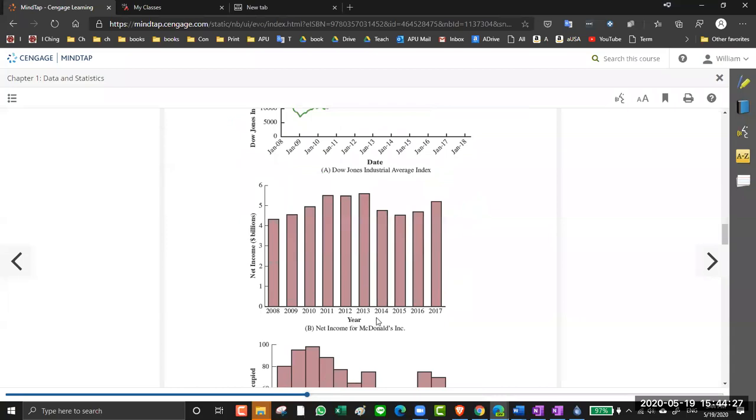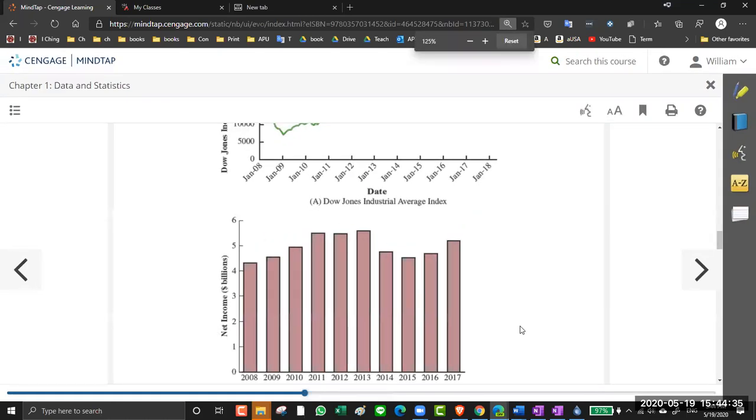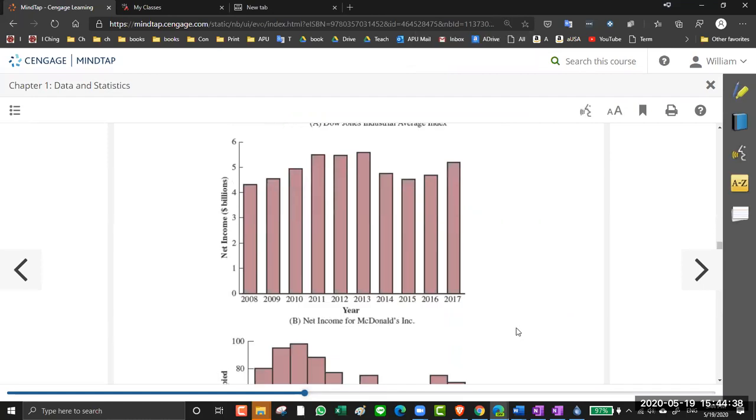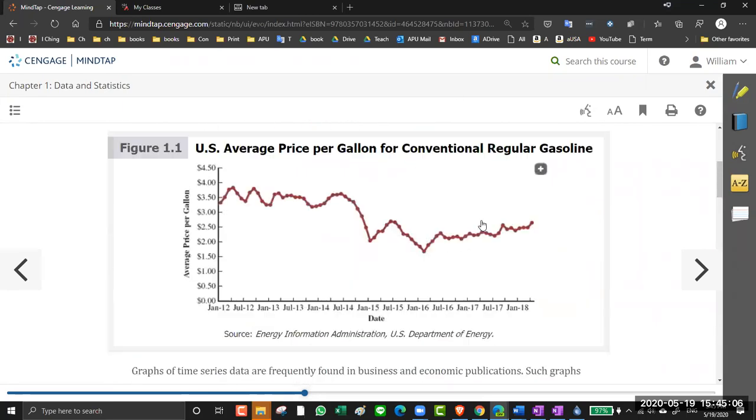And what is this? What is the x-axis? Oh, it's time. It's year. And what's the y-axis? Net income. For what company? McDonald's. Right. So this is the net income over time for McDonald's, right? So this is also time series data. Okay?